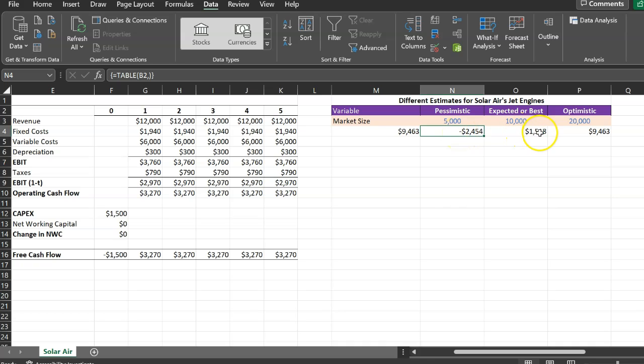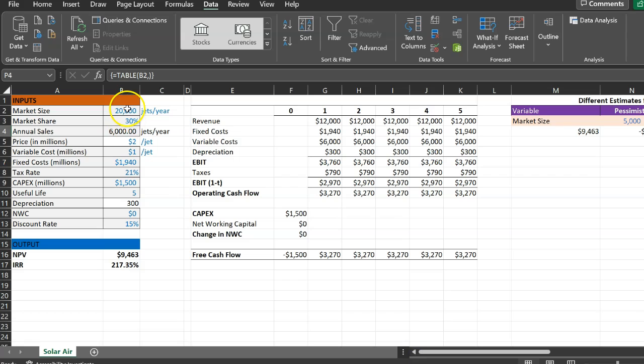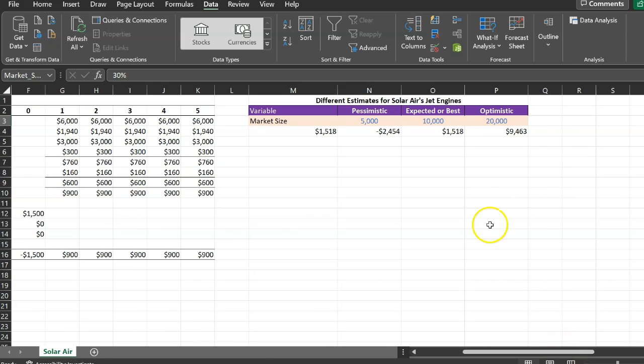For 10,000, it's going to be 1518, and for 20,000, 9463. And you can see 9463 is matching with 9463 here. Why? Because right now we're using 20,000 here. If we change this to 10,000, which is our baseline, then our NPV is 1518. And so this is a convenient way of doing sensitivity analysis, basically through what we call a data table.